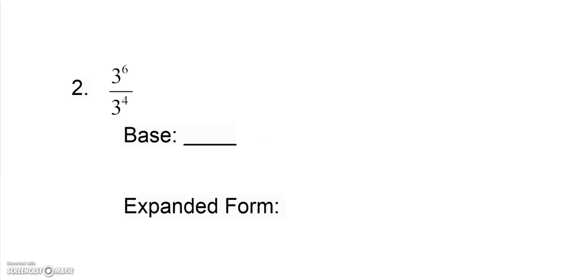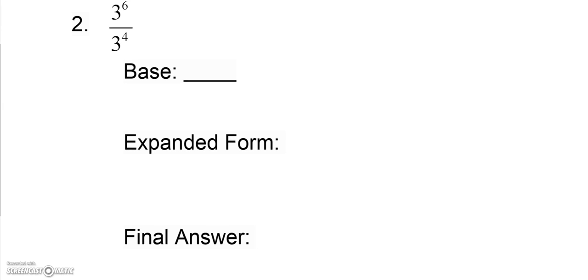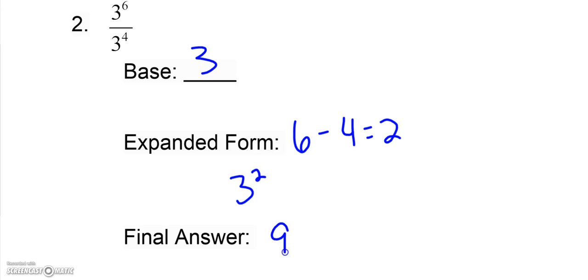Okay, next one. We have 3 to the 6th over 3 to the 4th. Our base is 3. Now if I were to subtract them, so 6 minus 4, that's equal to 2. So I'm going to have 3 squared. Since it's a number, I have to square it. So my final answer is 9. So anytime you have a number raised to a power, you need to multiply it out.